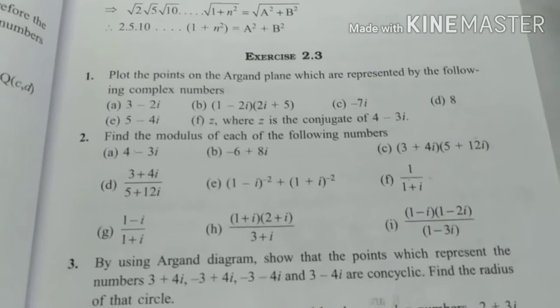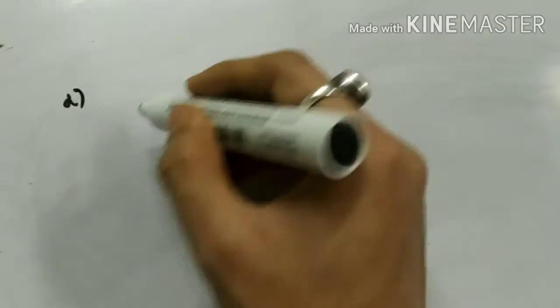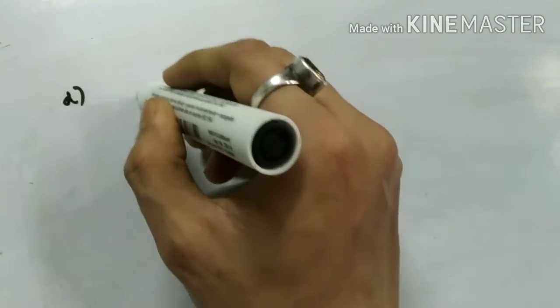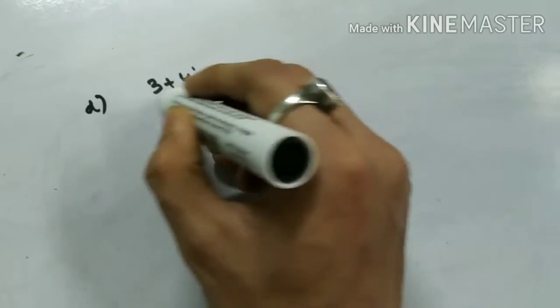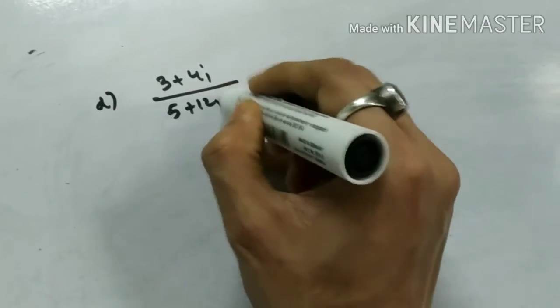Okay, next again, number d, 3 plus 4i by 5 plus 12i.